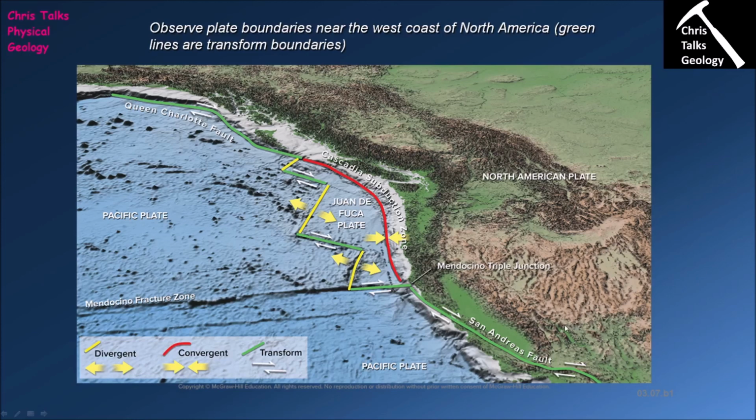So don't think that all transform plate boundaries are associated with divergent plate boundaries like we have here. I'm going to be honest, most of them are, but there are also examples where we have true transform plate boundaries which allow pieces of crust to simply move past each other without having to have any crust made or destroyed.